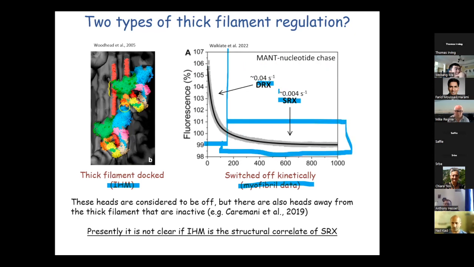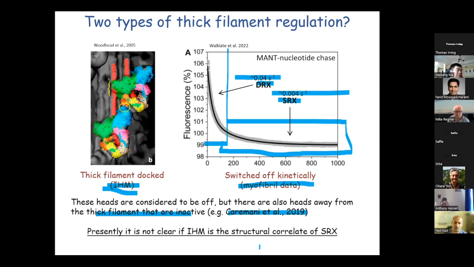And these correspond to rates that are about 10-fold different. So the DRX has a rate constant of around 0.04 per second, and the SRX has a rate constant of 0.004 per second. I'm also going to recapitulate the statements of Safi to say that even though these thick filament IHM heads are considered off, there may be heads away from the thick filament that are inactive, and Karamani in 2019 called those the refractive heads.